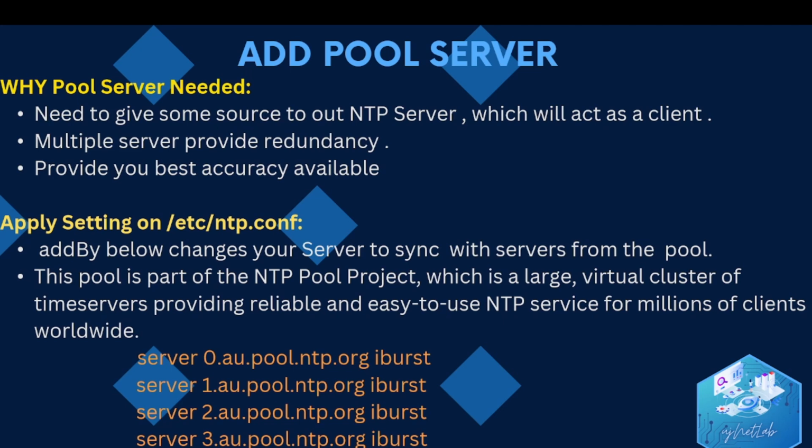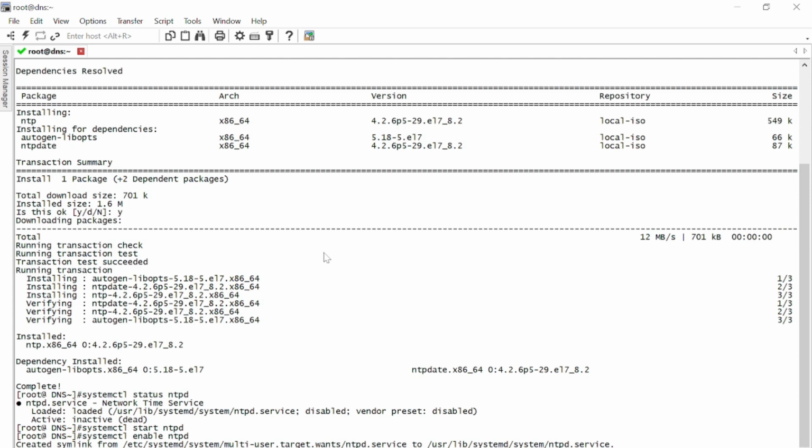What is the benefit? When we add the pool server, we are basically providing redundancy because multiple servers exist. So even if one of them fails, it can switch to another NTP source, and it also provides better accuracy. And how do we do that? Once you install NTPD, there is a file which we need to make some changes in. So let's go there.